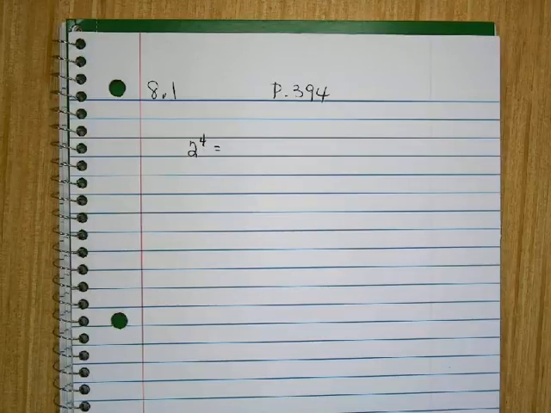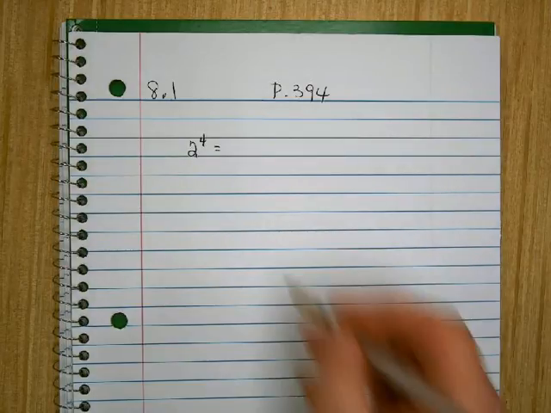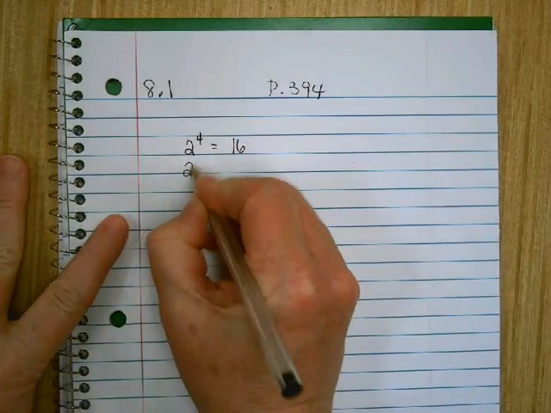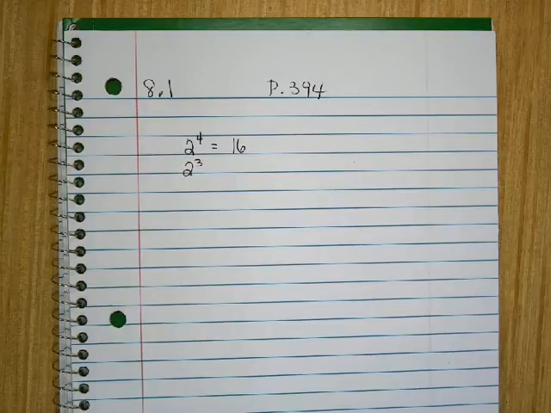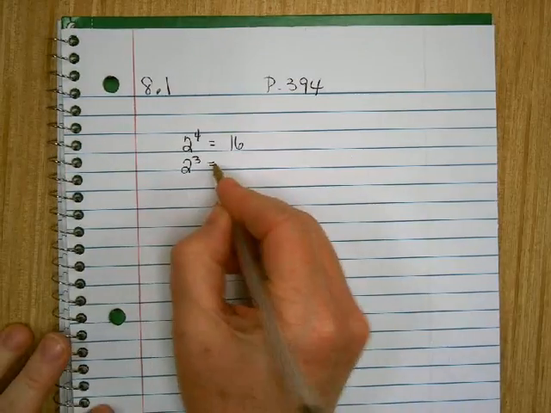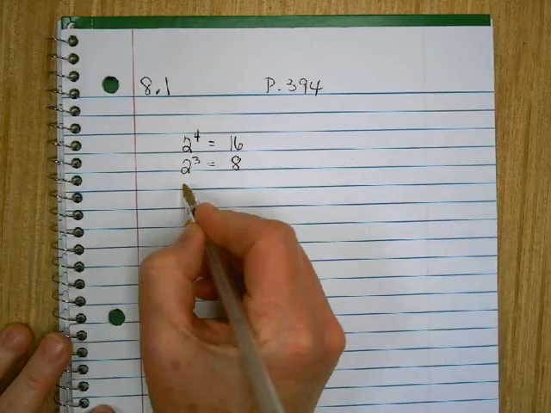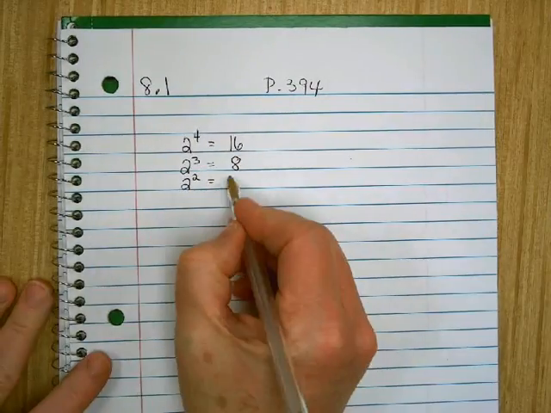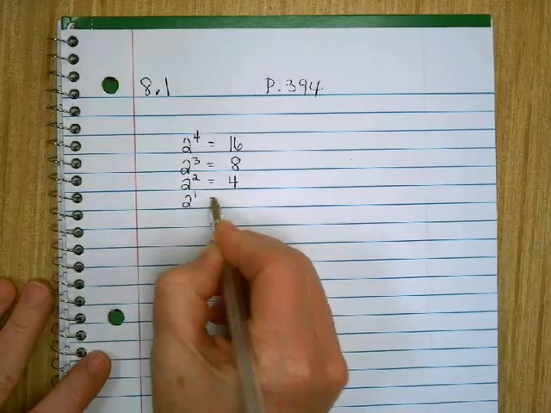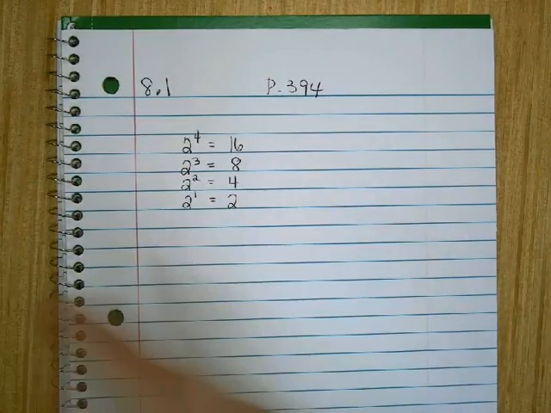And what answer did you tell me this was? 16. Okay. What about that one? Tell me what you know about that one. What's the exponent? 3. What's the base? 2. Do you know the value? Okay. What about this one? What about this one? 2. Anybody got questions on that?